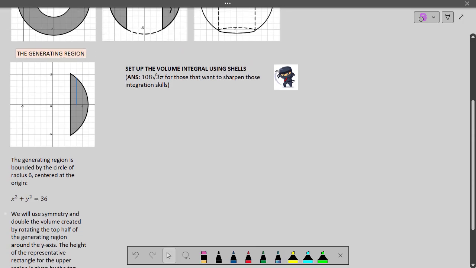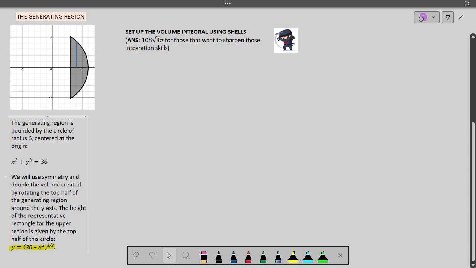All right. Now, the reason I need the upper half of the circle is that if we're going to use cylindrical shells, we're rotating around the y-axis here. That's a vertical axis that we're rotating around. That means we need to choose a vertical element. The boundaries of this vertical element are here at y equals 0, and the other boundary is here, and that's going to be y equals that positive square root of 36 minus x squared.